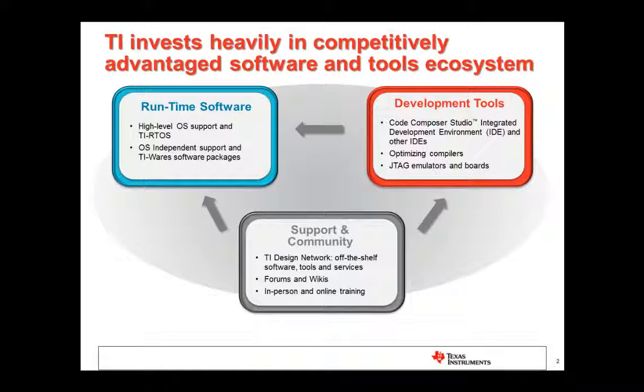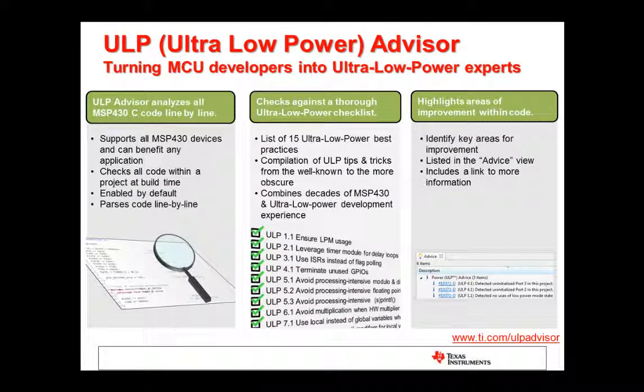The presentation today will focus on Ultra Low Power Advisor, or ULP Advisor, which is one of the many features available in the Code Composer Studio Integrated Development Environment. The ULP Advisor is a tool for guiding MSP430 developers to write more efficient code to fully utilize the unique ultra-low-power features of MSP430 microcontrollers. The tool analyzes all of your code at build time, checks it against a thorough ULP checklist, and offers advice and tips on how your code can be further optimized for lower power.